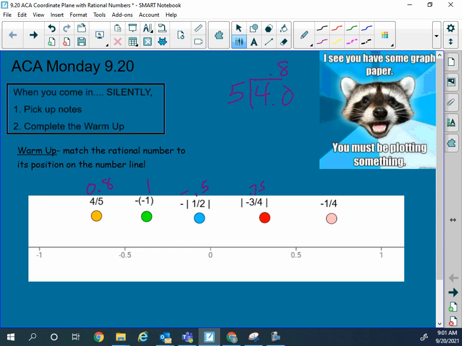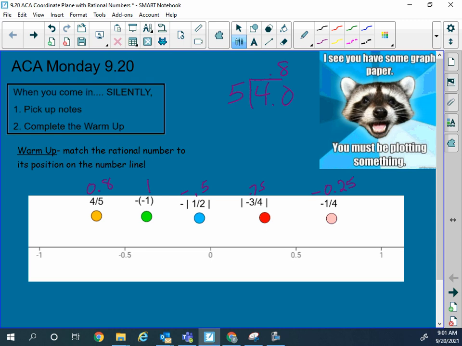And then -1/4 would be negative what? What's 1/4? Guys, those are all benchmark fractions, and honestly, you need to know those in your head. Okay? If you had to work out the first one, that's okay, but eventually you're going to know that fifths are all 0.2, 0.4, 0.6, 0.8. Okay? All right. So now, let's plot them.